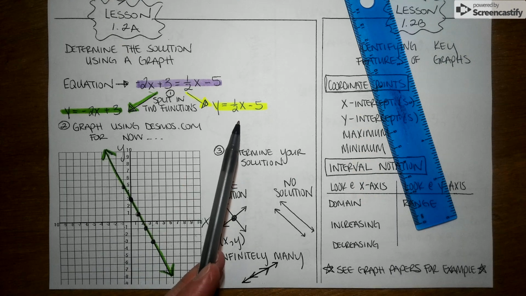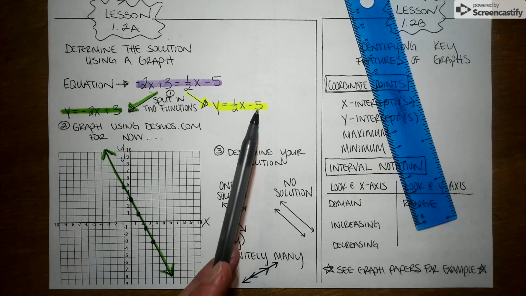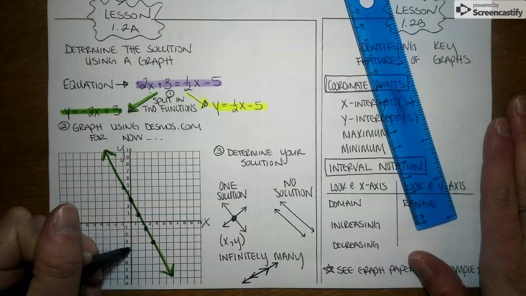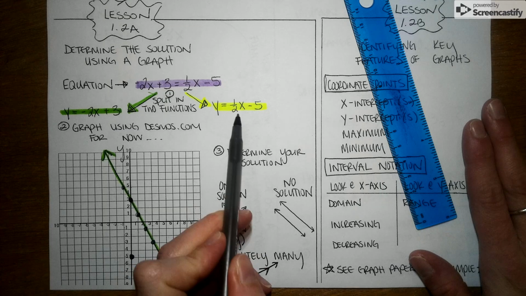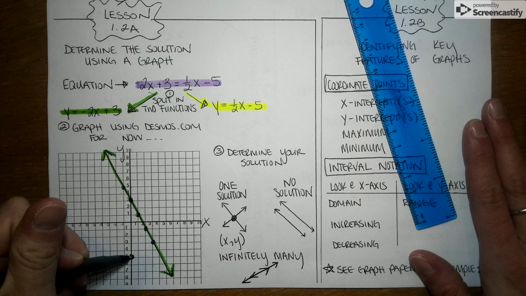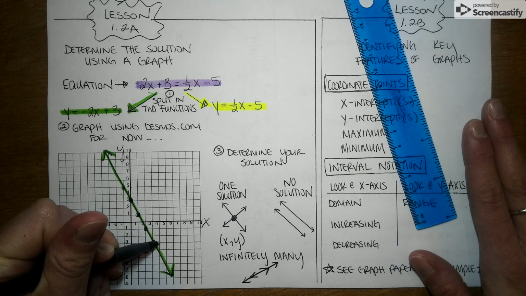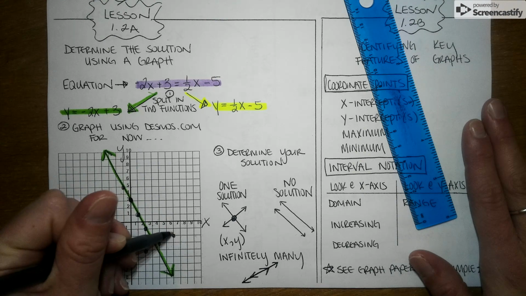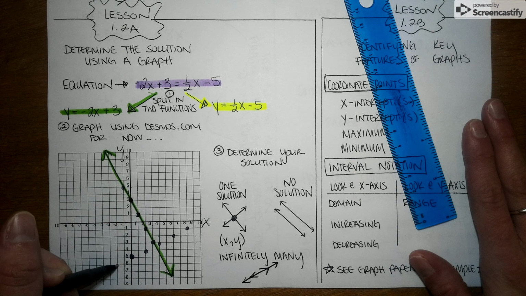So for my other function then, I know that my b value, which is my y-intercept, is negative 5. So (0, negative 5) is right down here. So that's my starting point. And then because I have a slope of a positive 1/2, I'm going to go ahead and go up 1, right 2, up 1, right 2, up 1, right 2. And again, the reverse way would be down 1, left 2, down 1, left 2.